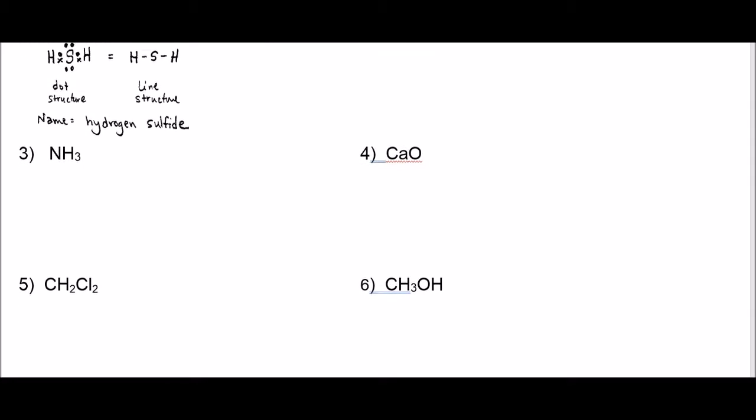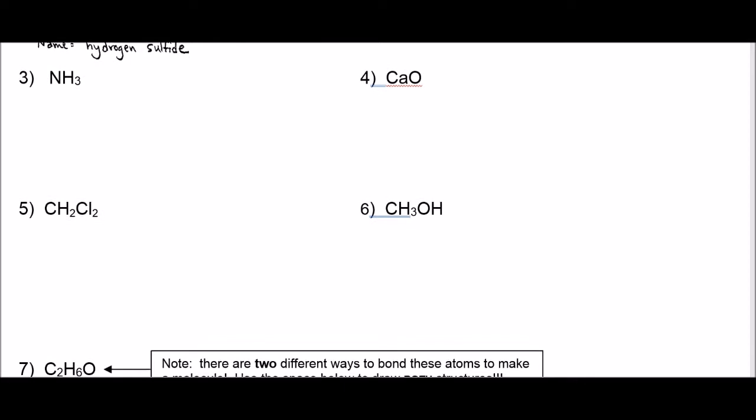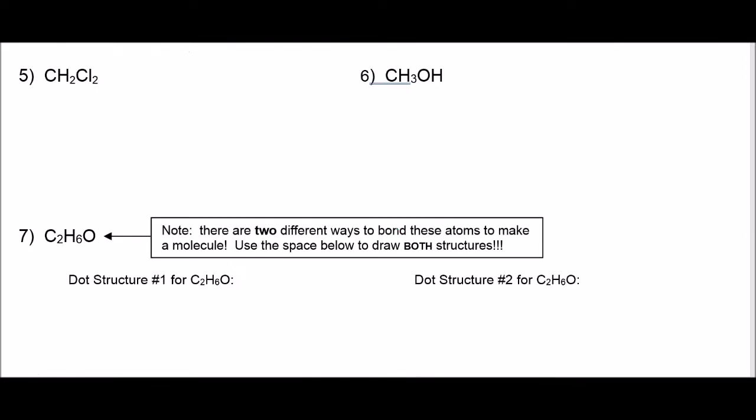Starting with number 6. I will draw the dot structure. I'll draw the line structure. I will discuss some common errors. Start with carbon. Carbon is in column IV, which is Roman numeral for 4. So that means 4 valence electrons. That means 4 dots.